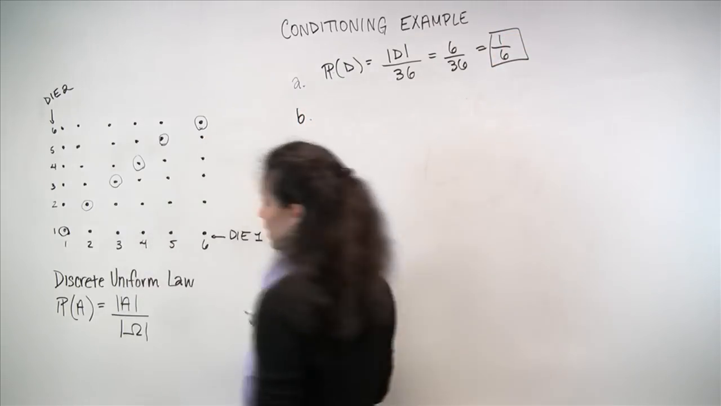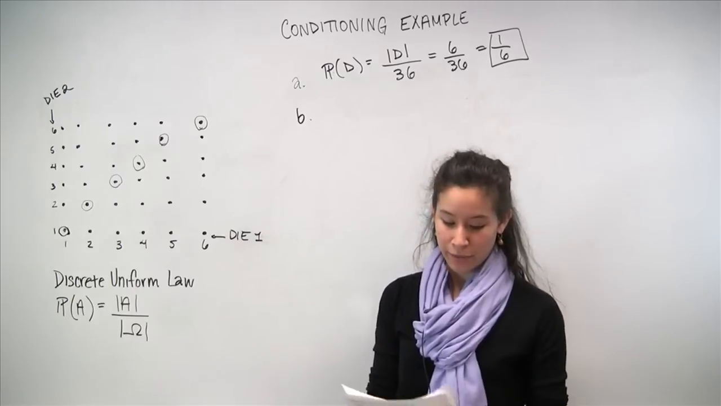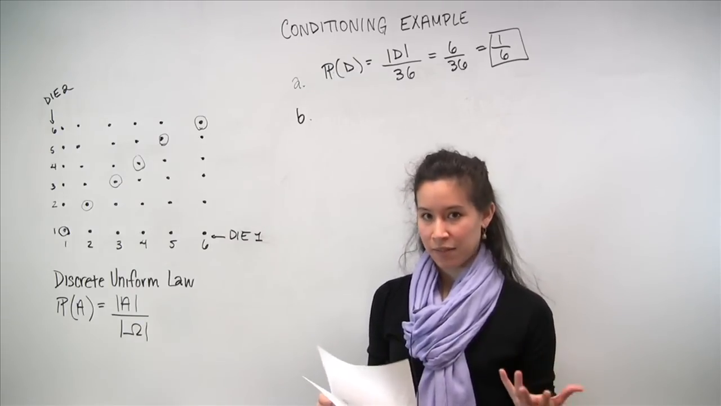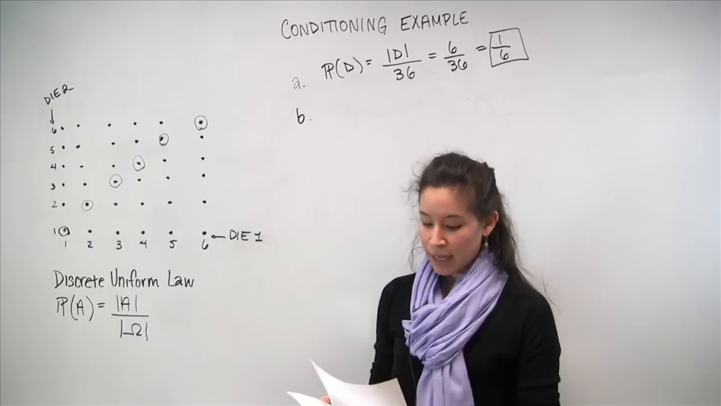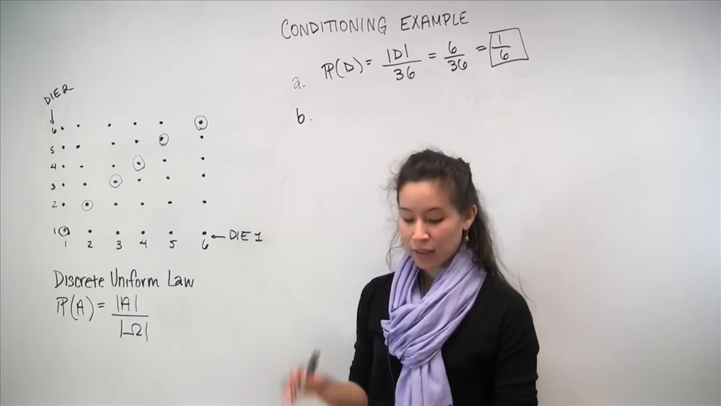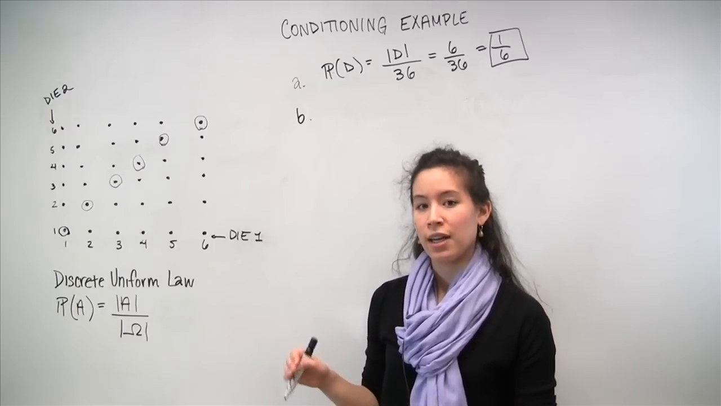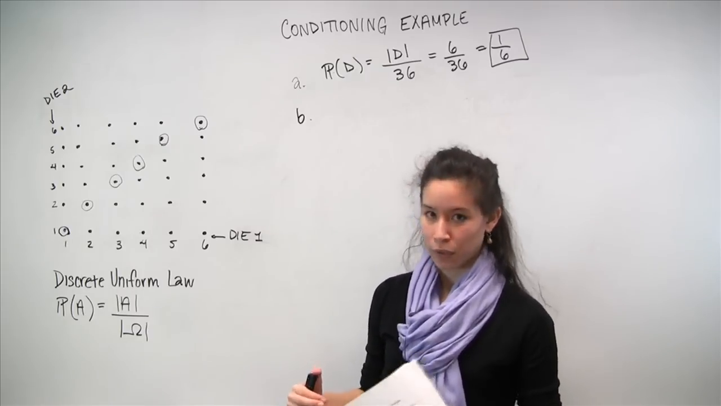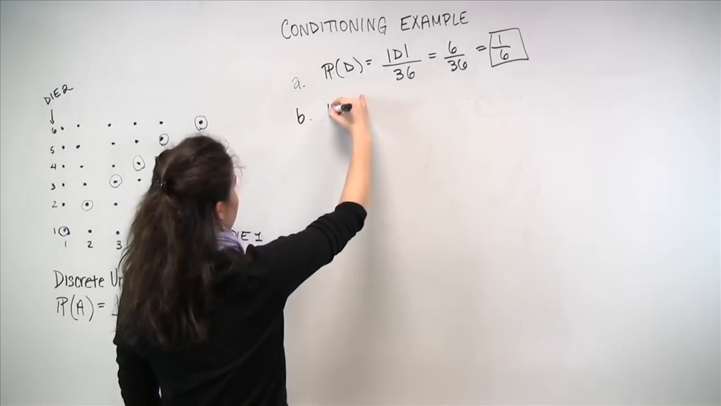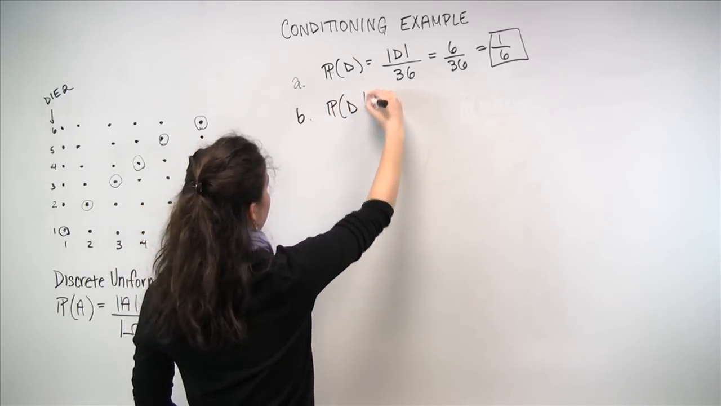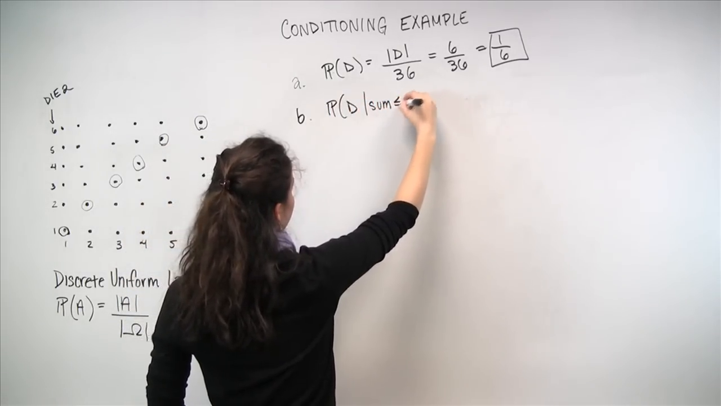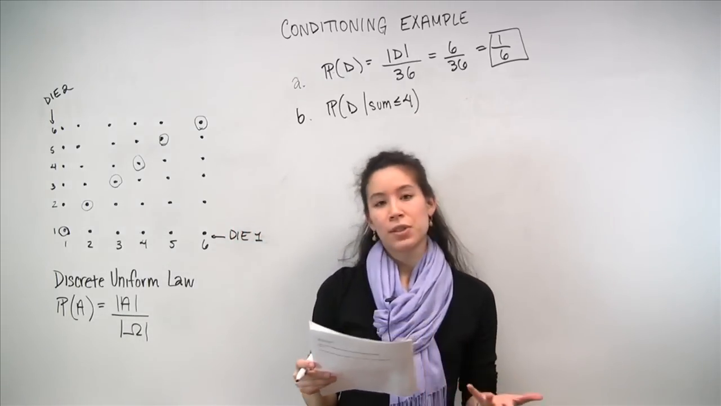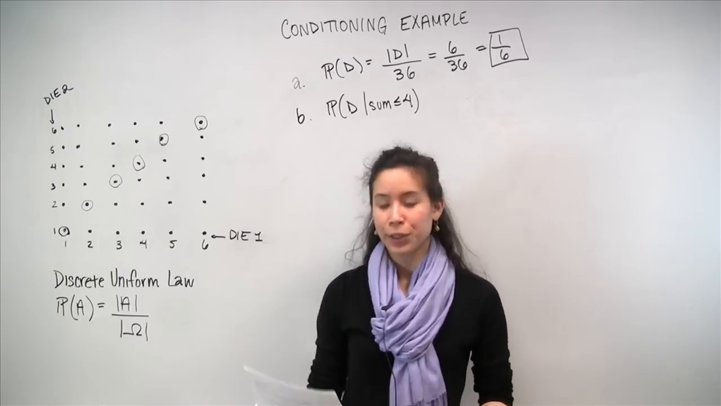We haven't seen any conditioning yet. The conditioning comes in part B. In part B, we're still interested in the event D, the event that doubles are rolled. But now we want to compute this probability conditioned on the event that the sum of the results is less than or equal to 4. I'm going to use this shorthand, sum less than or equal to 4, to denote the event that the roll results in a sum of 4 or smaller.